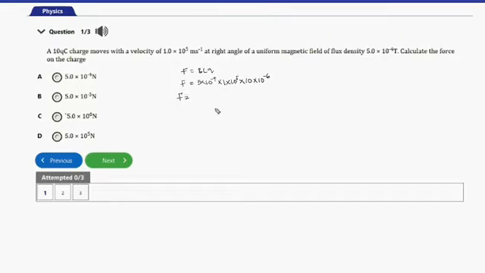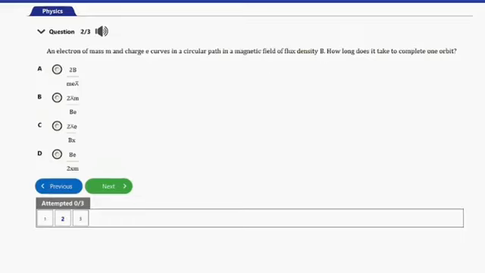So let's go ahead and multiply this out. And then when we multiply this out, we're going to have 5.0 times 10 to the power of negative 4. And that's option A here, guys. So option A is the answer to this question. Let's go ahead and consider the next question, guys. So guys, the next question here is question number 2.